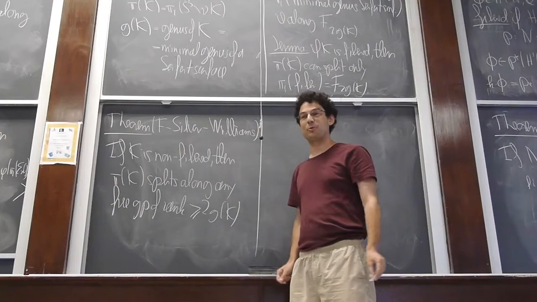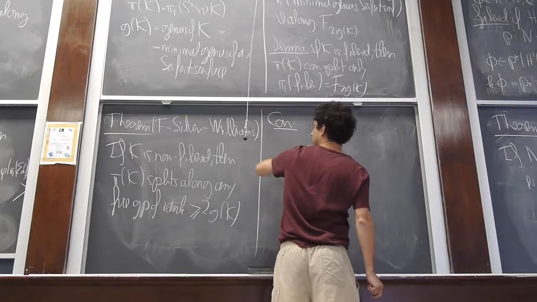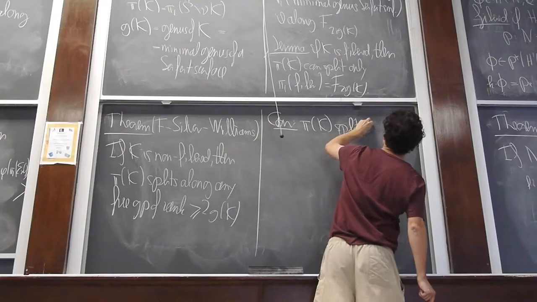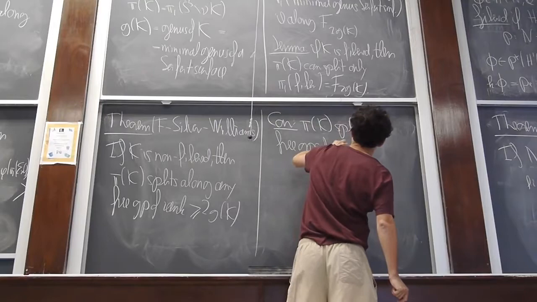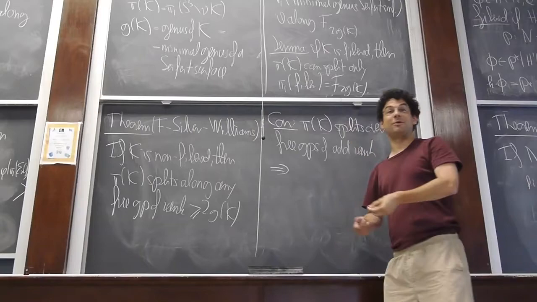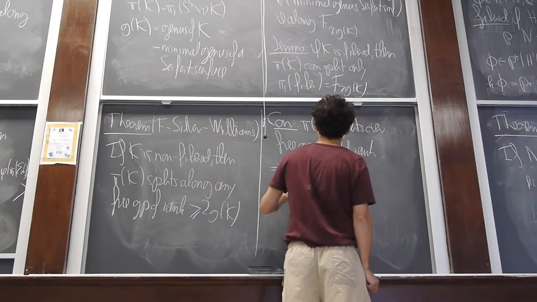So let me just say, preliminary: pi_k splits over free groups of odd rank. So these buildings cannot come from fibered surfaces, not realized by surfaces.